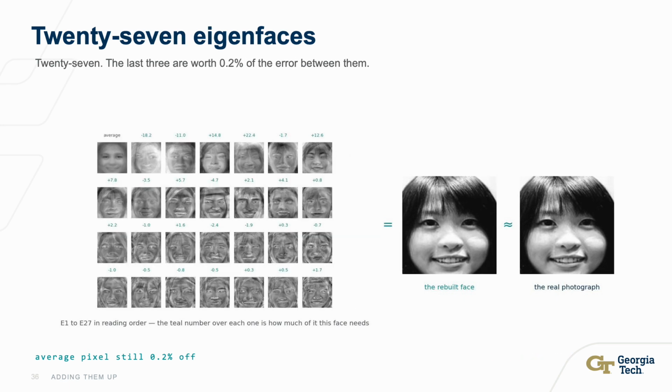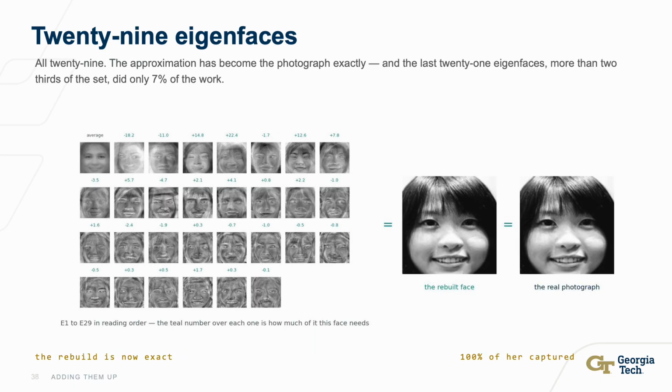25, 26, 27, 28. All 29, and the reconstruction is now the photograph exactly. Not close to it, equal to it, to the last pixel. That is not magic. 30 faces live in 29 dimensional space, so 29 patterns can reproduce any of them perfectly. We will do that piece of arithmetic properly later.